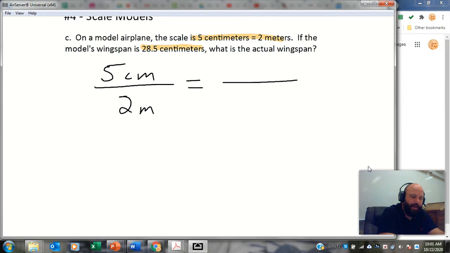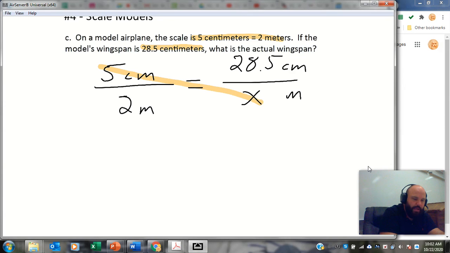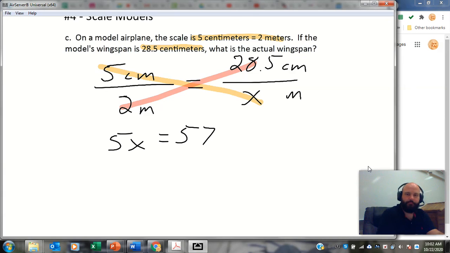So that 28.5, notice it's centimeters. So we need to put 28.5 centimeters on top. The bottom is going to be meters, but we do not know what that is. That's what we're trying to figure out. Now, in order to solve this, same as all the other ones, we're going to do a cross multiplication. So those two get multiplied, and then those two get multiplied. So when I do 5 times x, I get 5x. And then I do 2 times 28.5, which gives me 57.